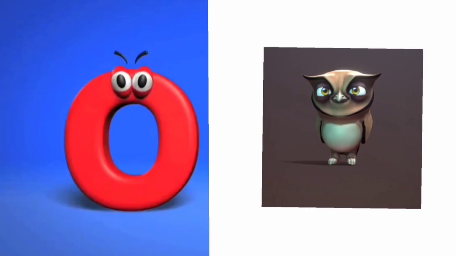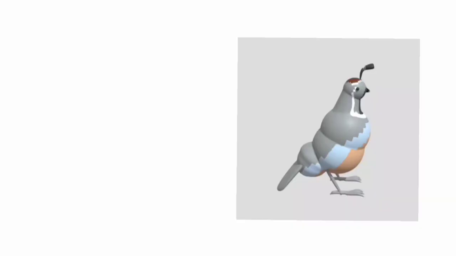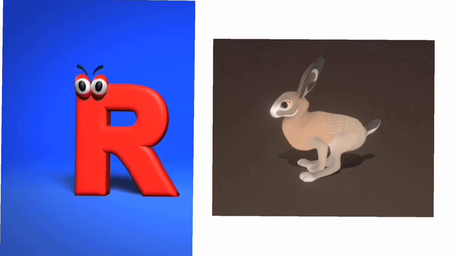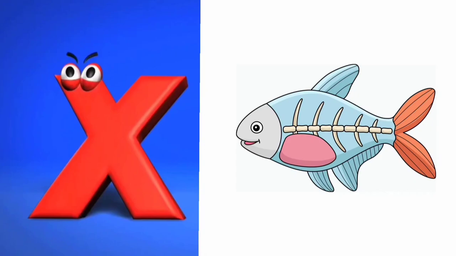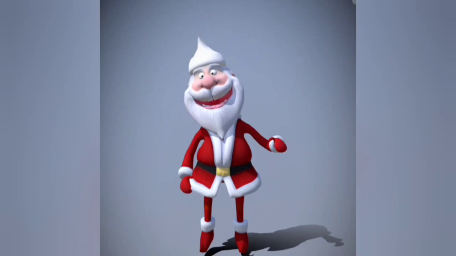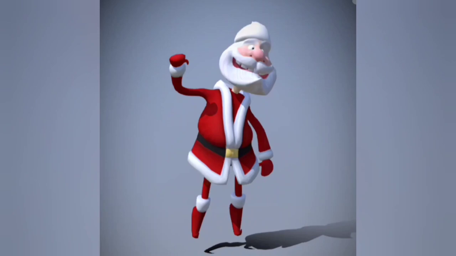P, penguin. Q, quail. R, rabbit. S, snake. T, tiger. U, urchin. V, vulture. W, walrus. X, x-ray fish. Y, yak. Z, zebra. This is the animal alphabet. Great job!